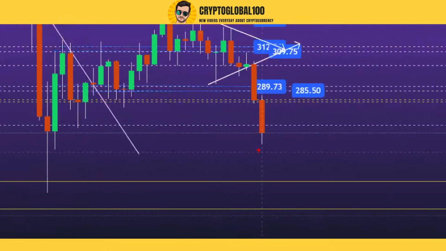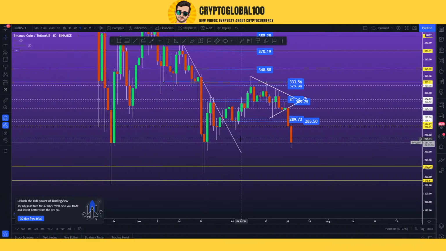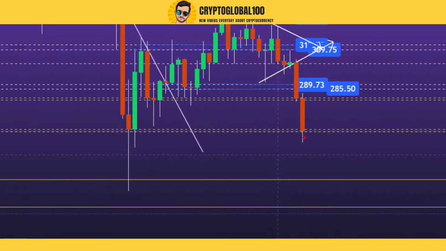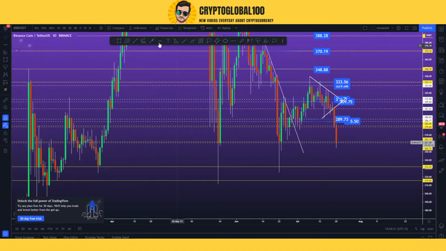Now why did it go down to this area? Let me show you why. Let me delete this candle as well, and let me show you this area. We have 1 and 2. You can see the candle is testing this demand zone, and if any candle goes down below this area, guys, we might see a retracement down to this level.